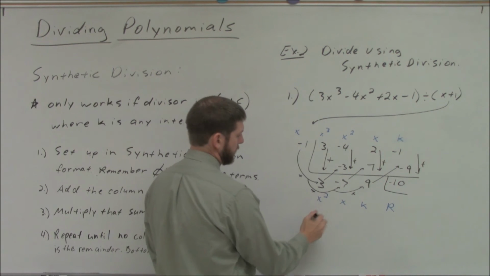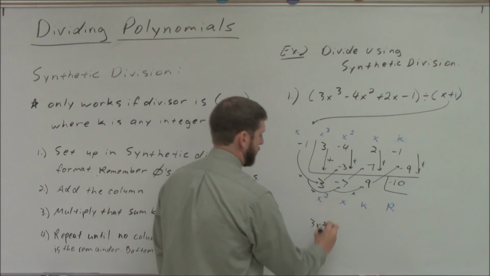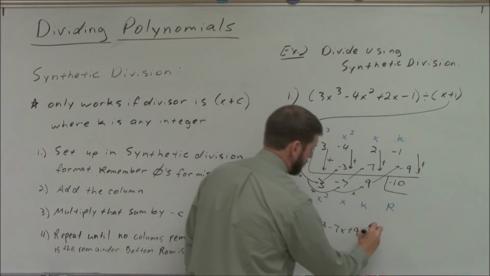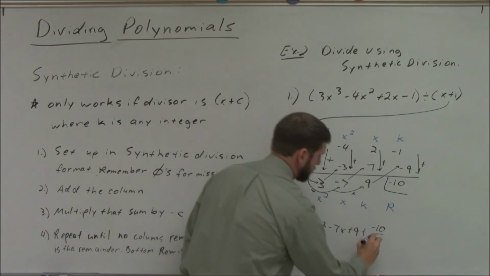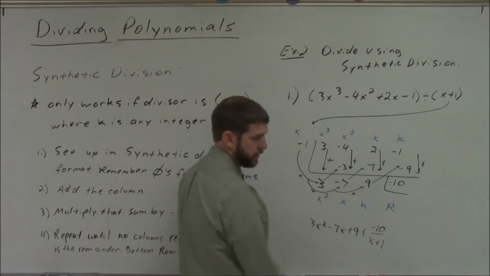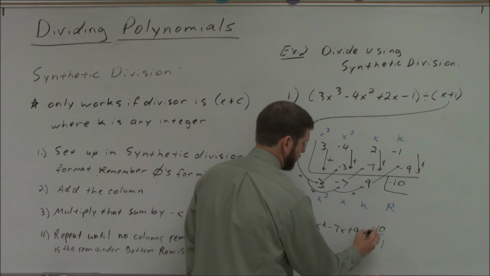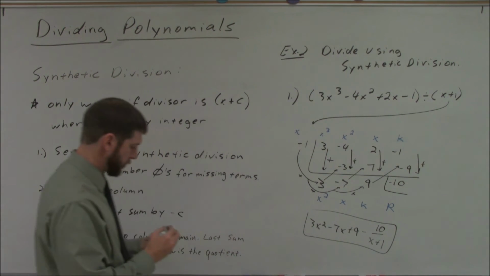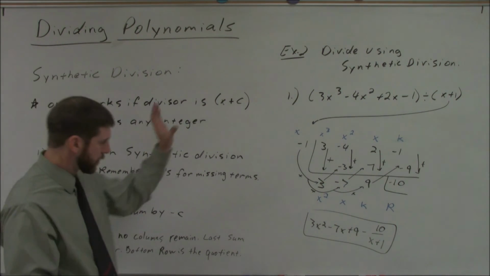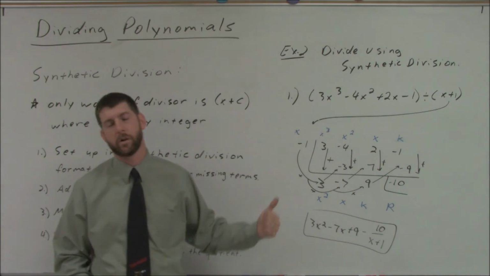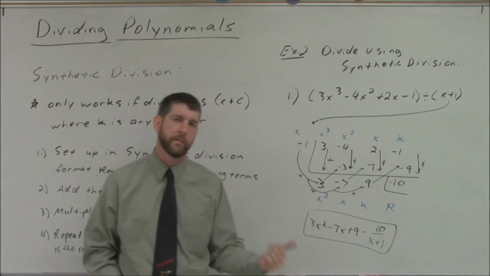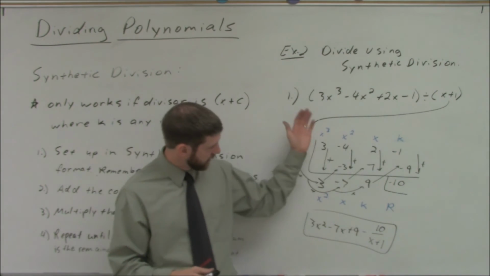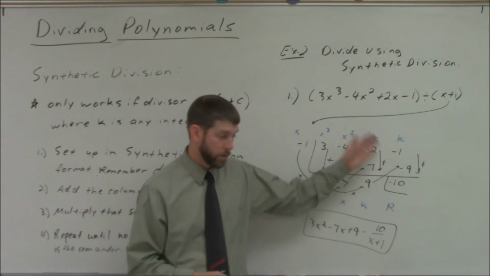So here's your answer. 3x squared minus 7x plus 9 with a remainder over our divisor. And like before, I don't like plus and negative remainder, so we'll make that negative 10 over x plus 1. So that's how you will do synthetic division. Get it set up, and then it's add the column, multiply by the front. You just keep repeating that process again and again until you run out of columns.